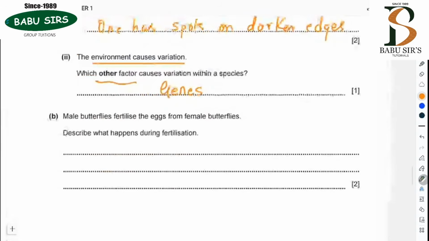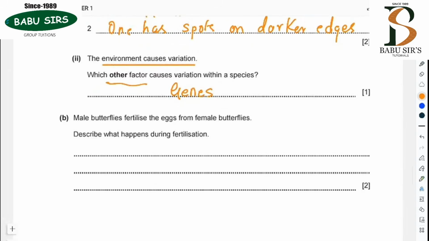Next question is, male butterflies fertilize the egg from female butterflies. Describe what happens during fertilization. So during fertilization, the gametes fuse. That means they come together. So the male gamete fuses with the female gamete. So you have to write only this thing, that the gametes fuse.